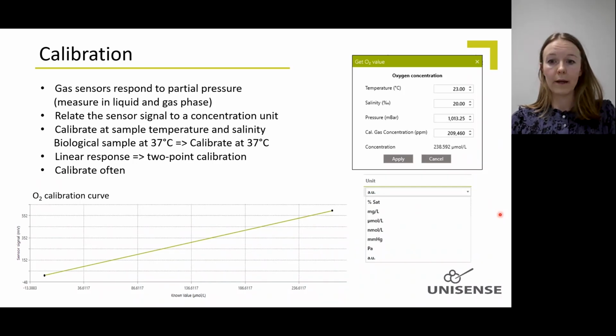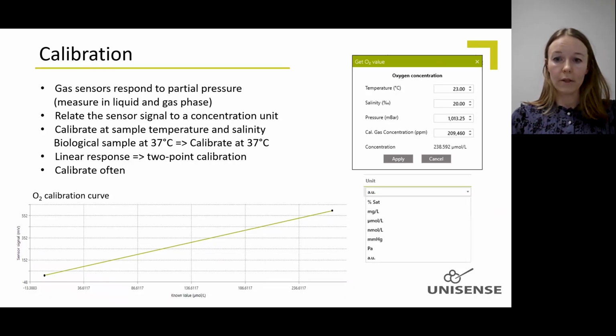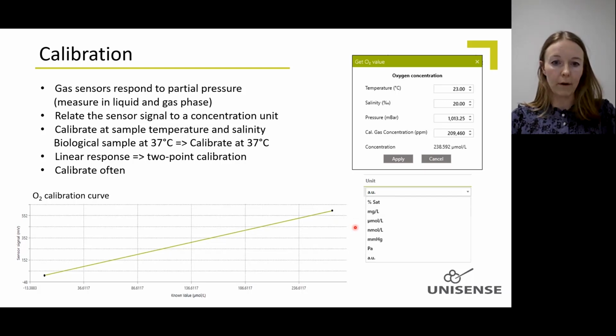All the sensors need to be calibrated, and a good calibration is really crucial for getting good results. The gas sensors respond to partial pressure, both in the gas phase or dissolved gas in liquid. And you must calibrate the sensor to relate the sensor signal to a concentration unit. Calibration is done in our software, and you can choose different units in the software. Could be concentration units, for example, micromole per liter or milligram per liter. And you can also choose partial pressure units like Pascal and millimeters of mercury, which is often used to express the partial pressure of oxygen in blood and tissue.